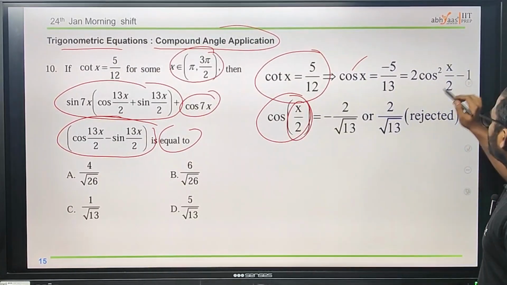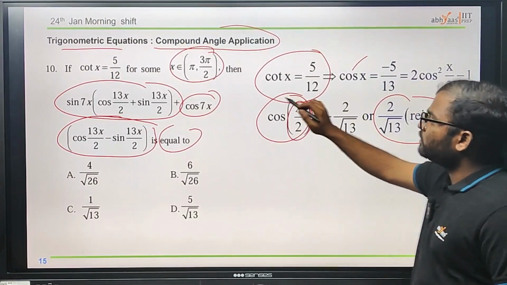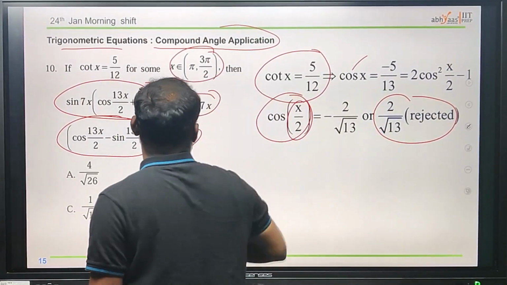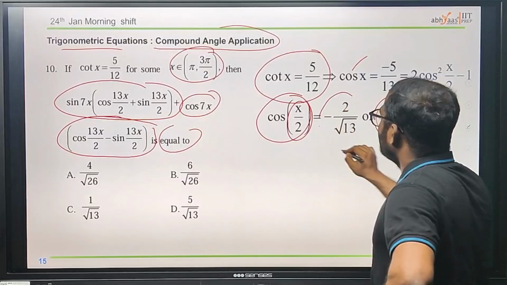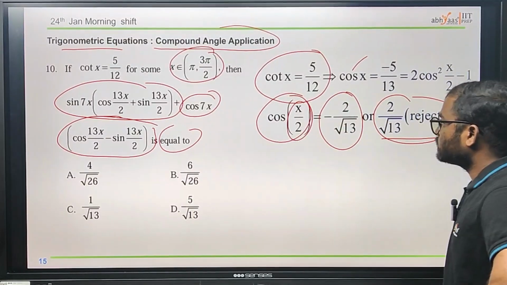In the process, we will reject this one because it is not in between pi and 3 pi by 2. For that reason, we just ignore this one. We will take minus 2 by root 3 as cos x by 2.